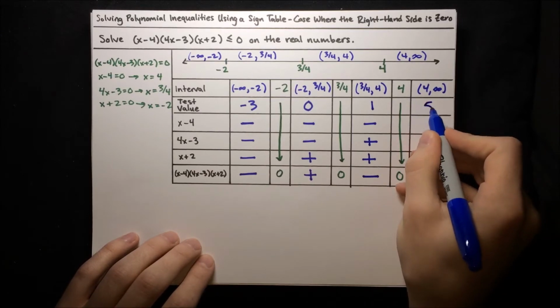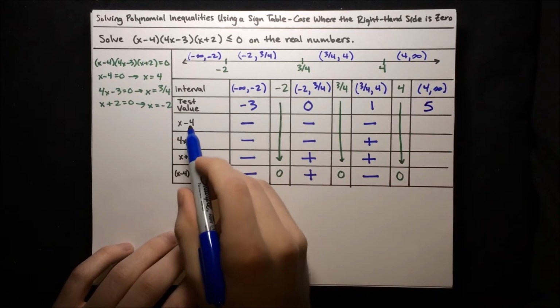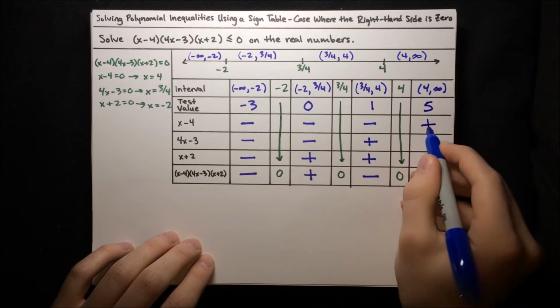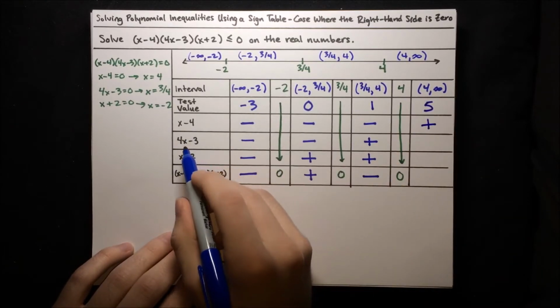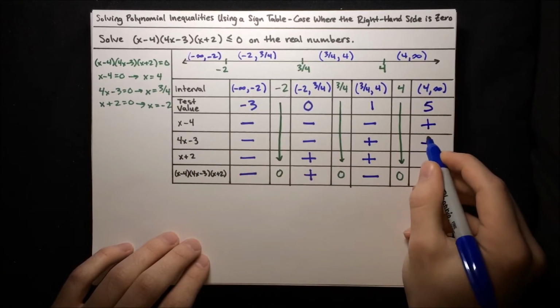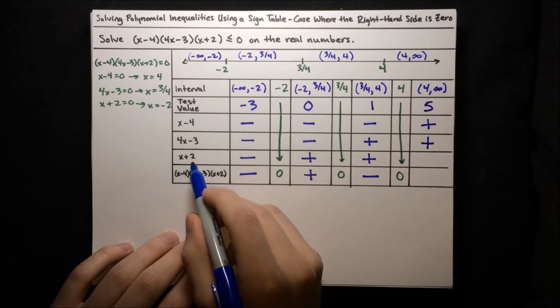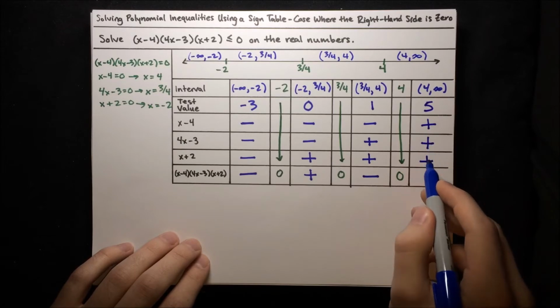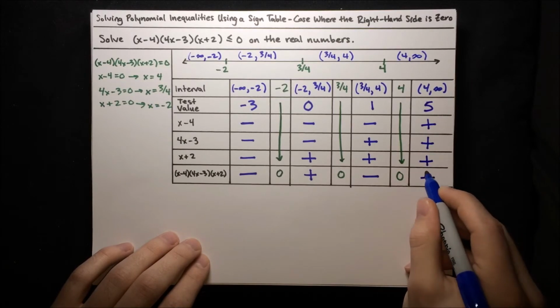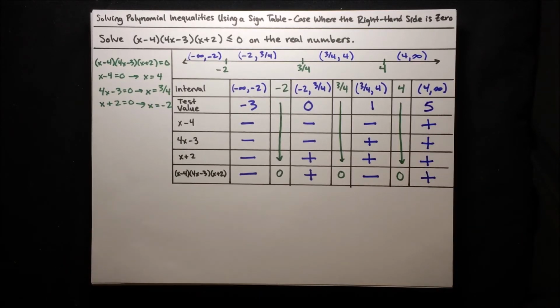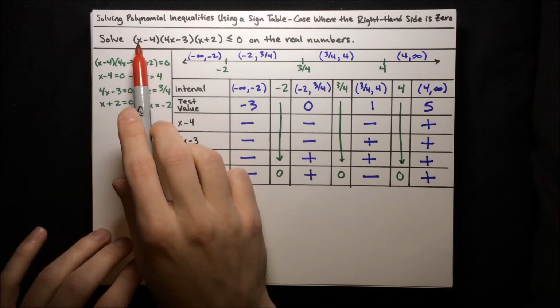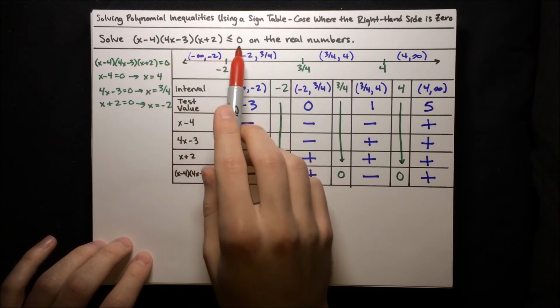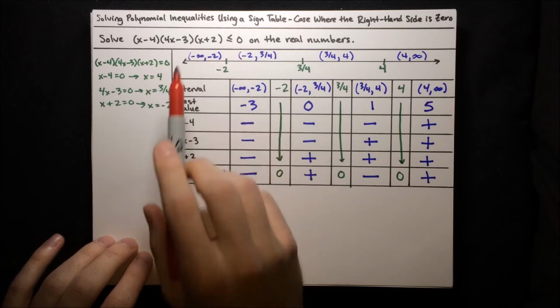How about 5? So 5 minus 4, that's going to be positive. And then 4 times 5 minus 3, that's 20 minus 3, 17, positive. And then 5 plus 2 is 7, which is positive. Positive times positive is just a positive. Okay, so now let's look back to our problem. We wanted to find where the polynomial is less than or equal to 0. So where it's 0 or negative.